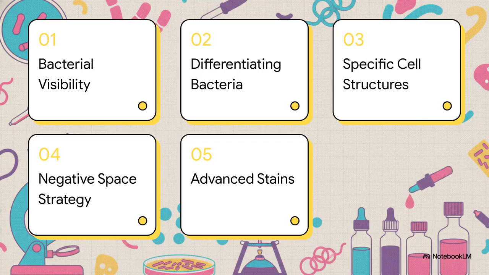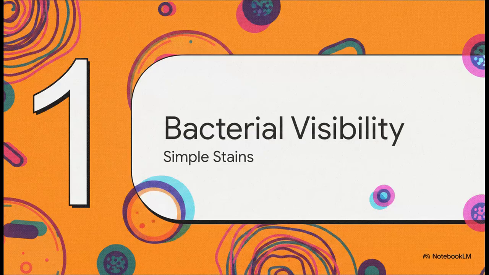Here's our roadmap for today. First, the art of bacterial visibility. Second, differentiating bacteria, gram staining. Third, spotlighting specific cell structures. Fourth, the negative space strategy. And finally, number 5, advanced and diagnostic stains. All right, let's kick things off with Section 1, the art of bacterial visibility.